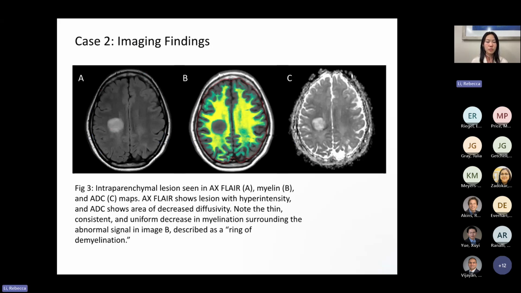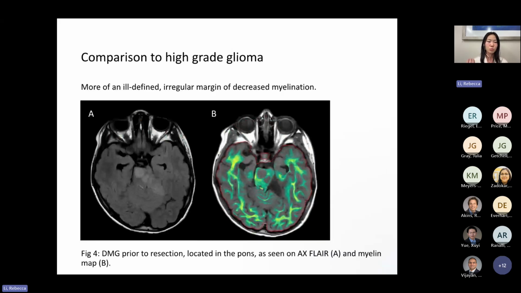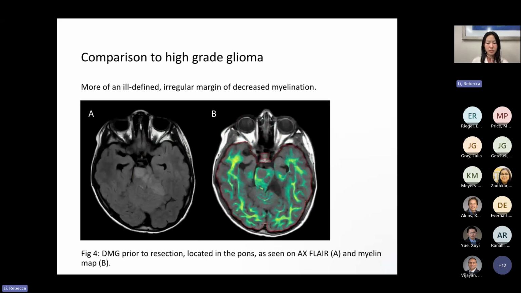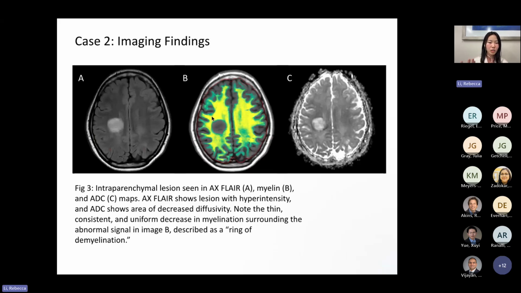And that sign was very striking to us because it looked different from what we see in high-grade gliomas, where there's an ill-defined irregular margin of decreased myelination, and in low-grade gliomas, where there's a well-defined edge. And that is very remarkable when you compare it to this image here.